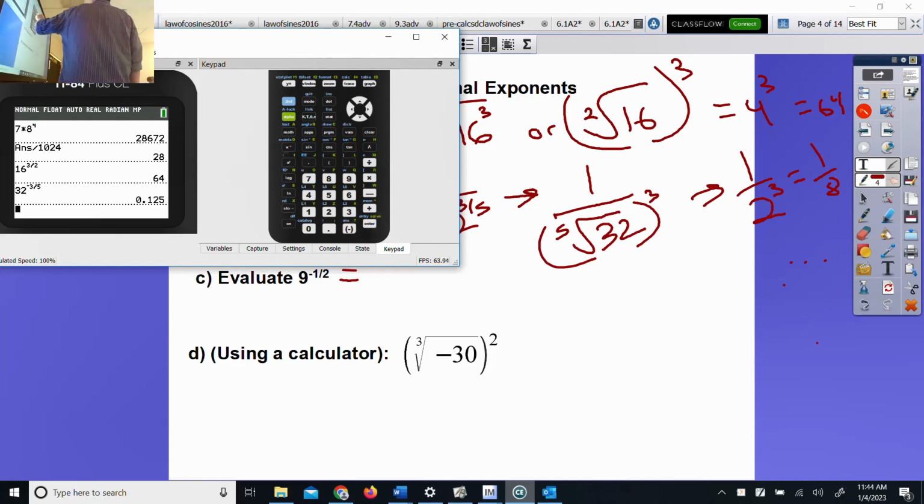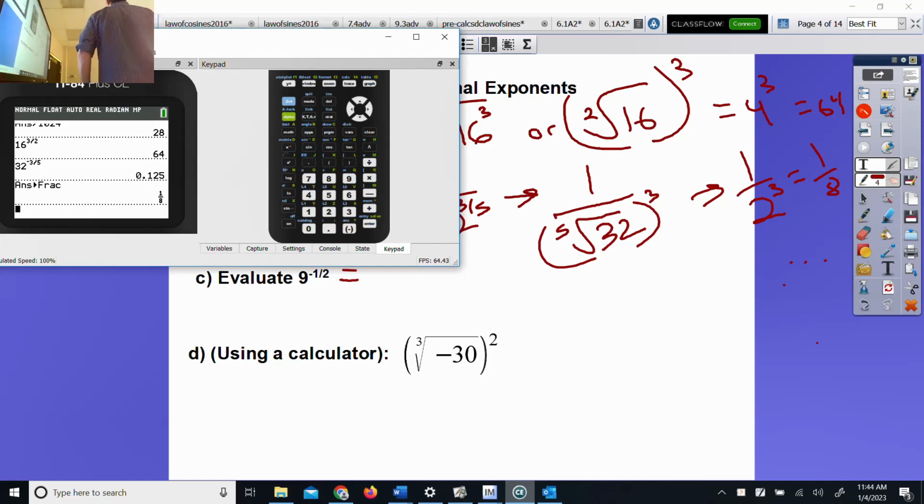1 over 8 is 0.125. Turn it back into a fraction. That's right. You wish, right? I do too. By the way, 9 to the negative 1 half power. Got the same issue as we did. What's the issue? So rewrite. 1 over 9 to the 1 half. And I would love to skip steps, but I can't. I'm not saying you can't.